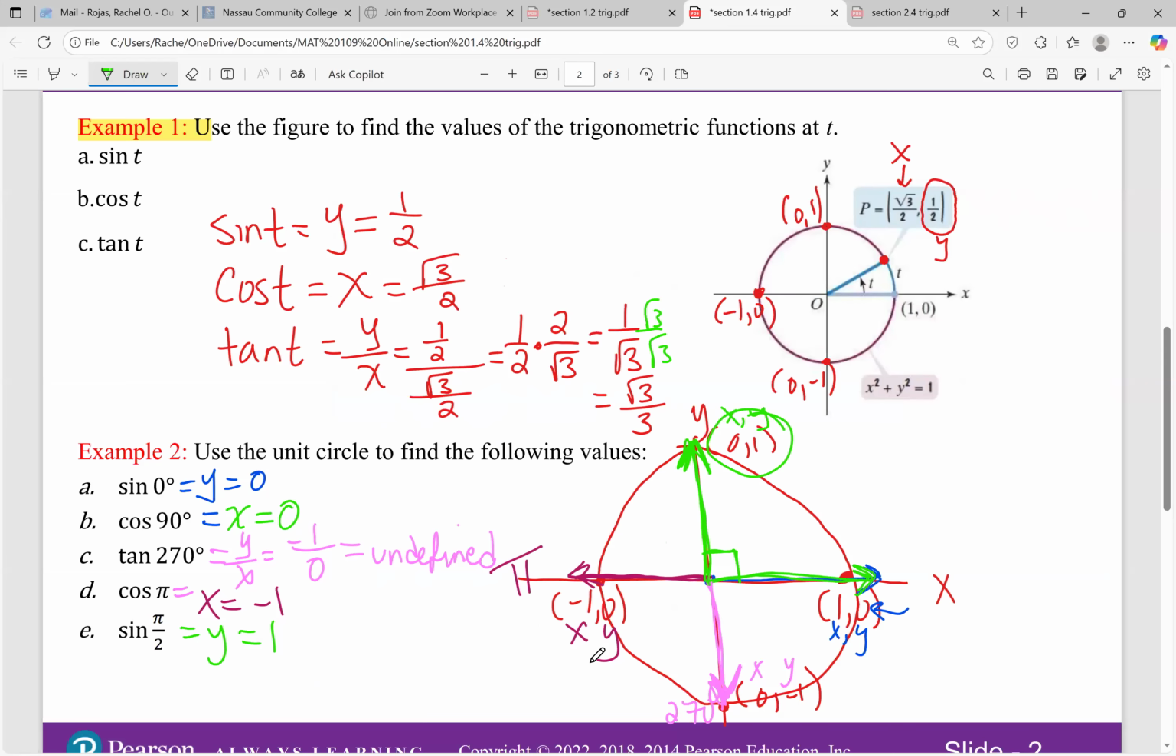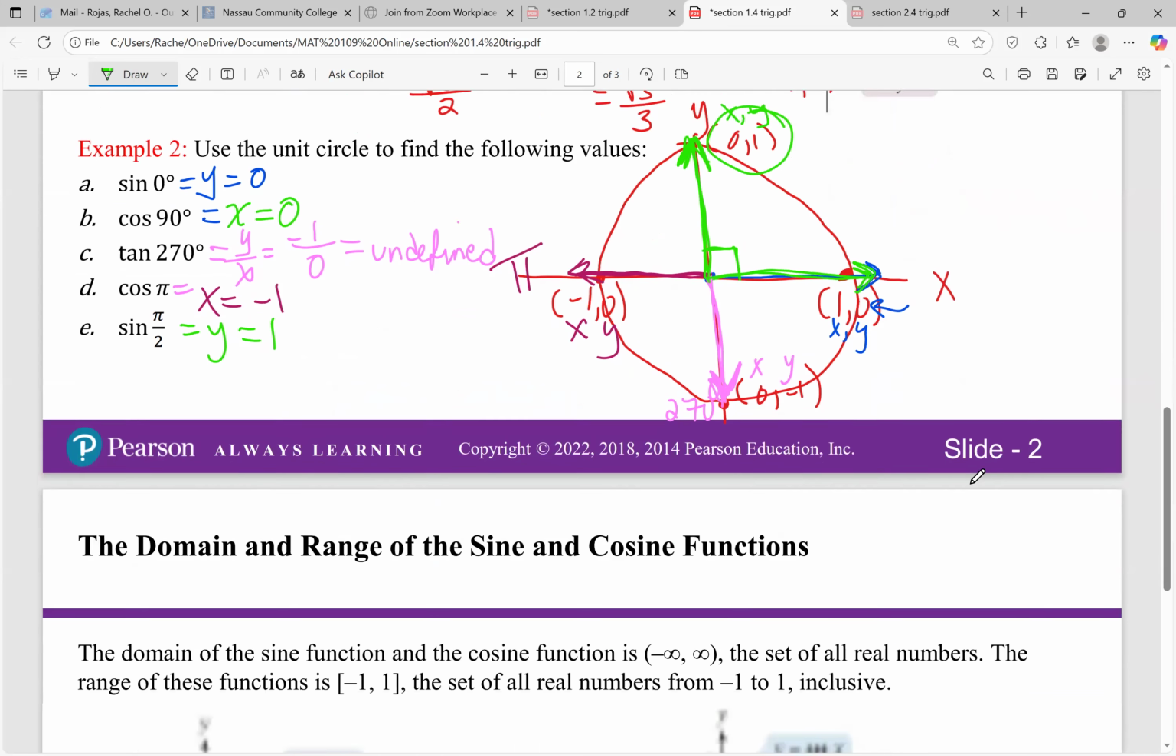So the unit circle is very helpful to us. But realistically, when we're looking at applied problems and stuff, we're not always going to have a radius equal to 1 unit. It's nice, but sometimes that's just not the way that it is. And in that case, it's all proportional.